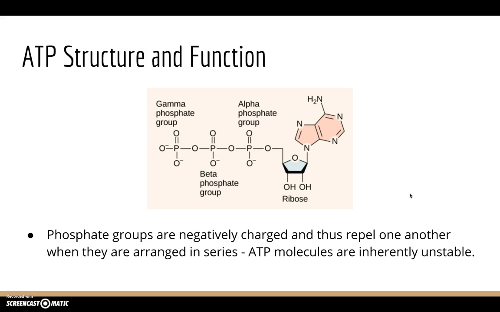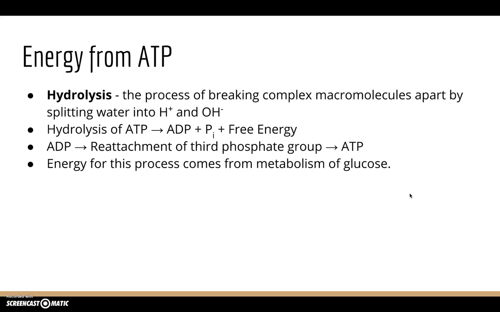Phosphate groups are negatively charged and thus repel one another when they are arranged in series, as they are in ADP and ATP. This repulsion makes ADP and ATP molecules inherently unstable. The release of one or two of the phosphate groups from ATP, a process called dephosphorylation, releases energy.